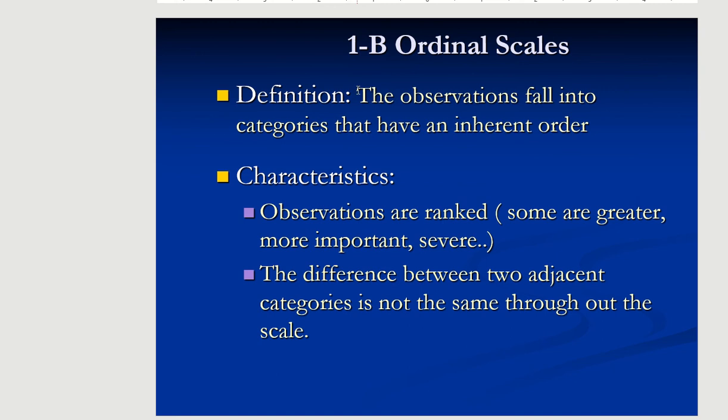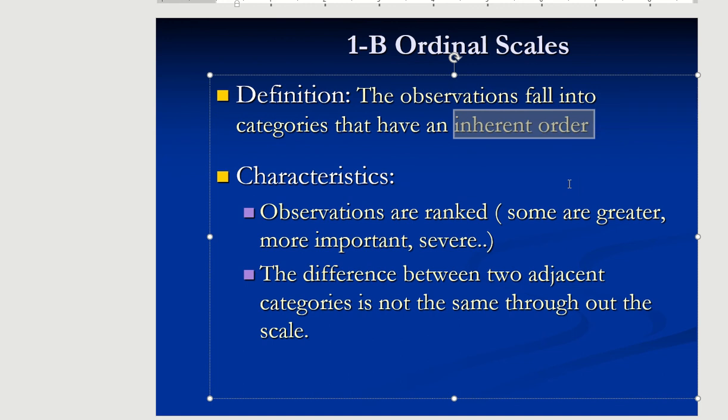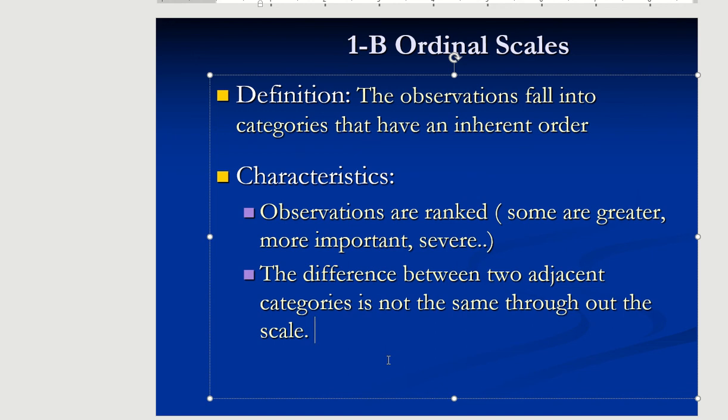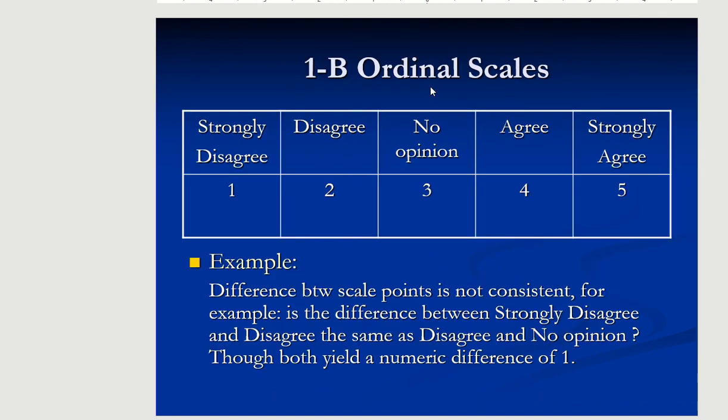Ordinal is also categorical. We also have categories, but now we have an inherent order, a rank that no one can deny. Okay? It's very clear that there is a rank. However, the difference between the 2 adjacent categories is not the same throughout the scale. As I said, like climbing, you have a ladder, but every step is not of equal magnitude. And the example you have is what is called here the Likert scale, when you ask people how much they agree or disagree. And it goes from strongly disagree, disagree, no opinion, agree, and strongly agree.